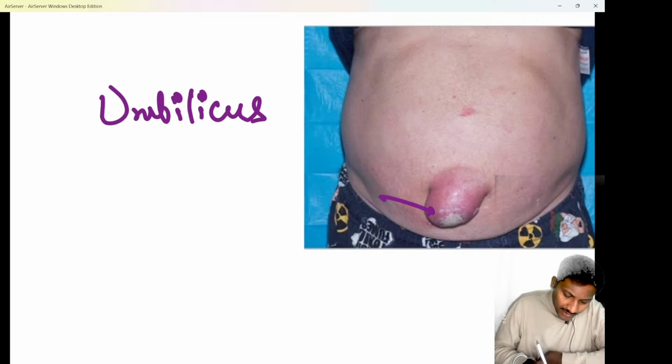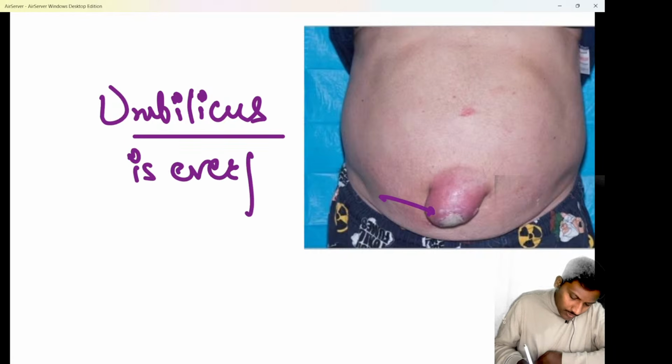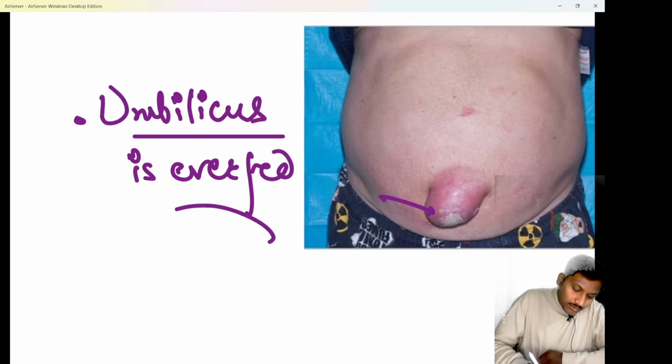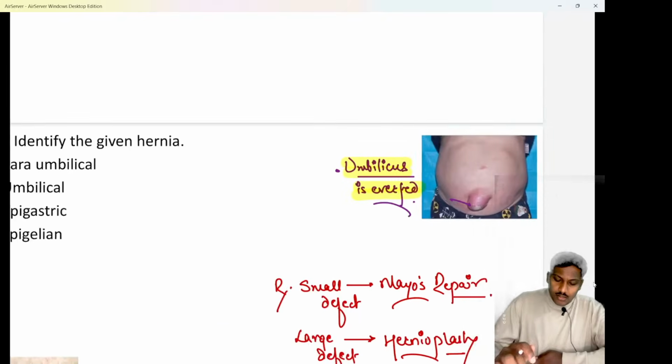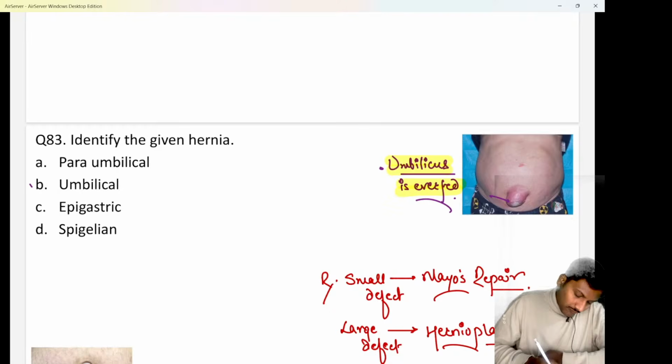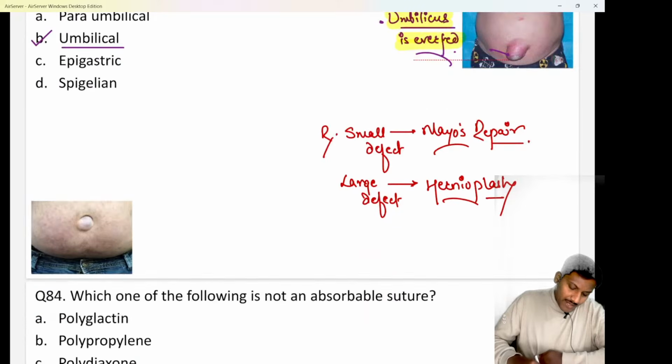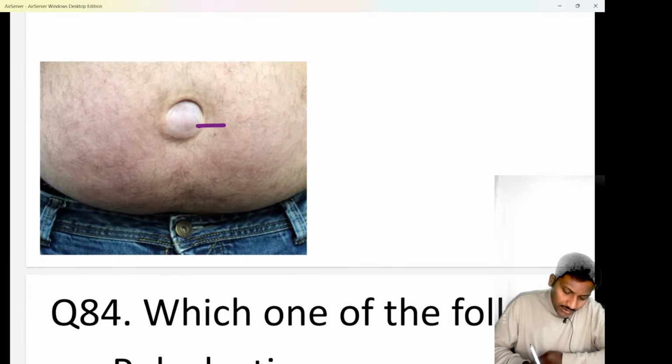So whenever you find that the umbilicus is everted or the umbilicus is coming out, we know that the herniation is actually forming from the umbilicus itself. Whenever you find that the umbilicus is everted, we know it is nothing else but a case of option B, an umbilical hernia. Then what is a paraumbilical hernia? Paraumbilical hernia is this one. Can you see? I am going to call this a paraumbilical hernia.